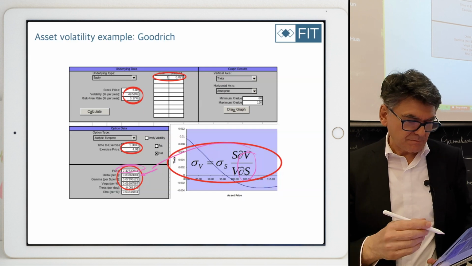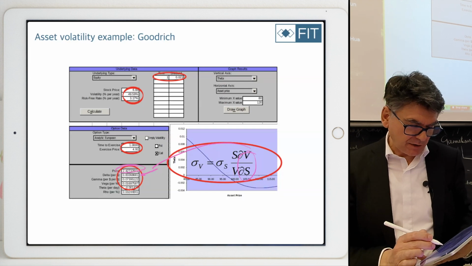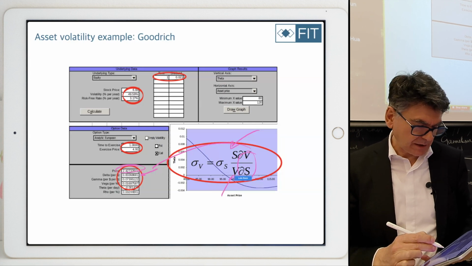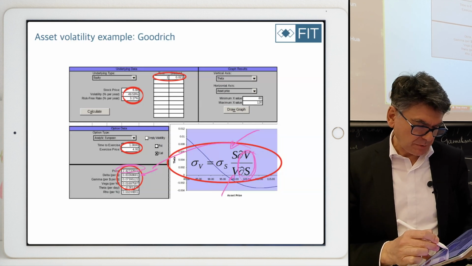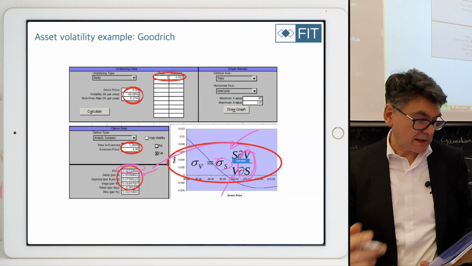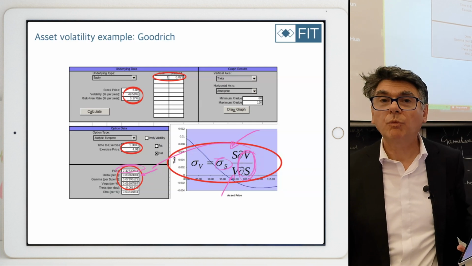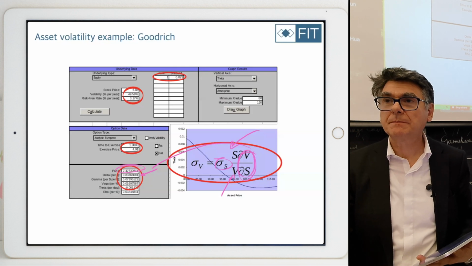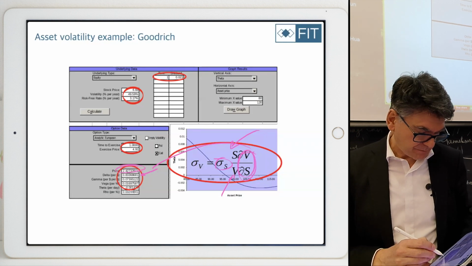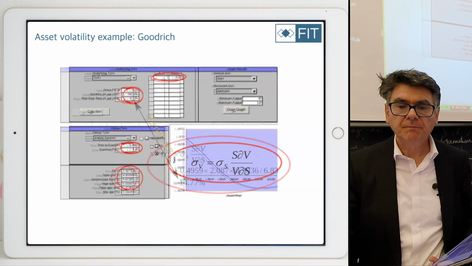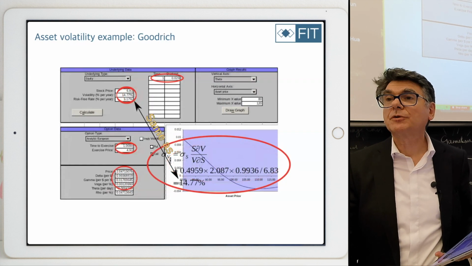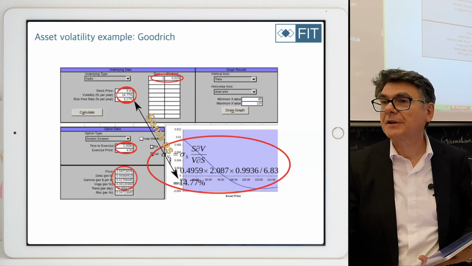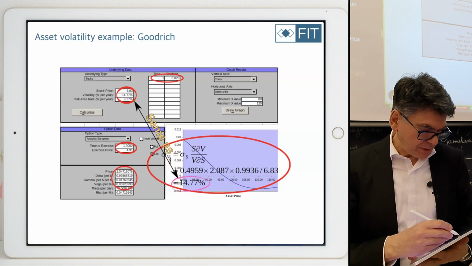And then I go to this expression here and I calculate this from the calculator, this from the financial statements. The delta comes from here. I multiply by the volatility of the stock that happens to be 50%, but I multiply to whatever that number is, and I get an answer. You understand what this process is? And I get an answer. The answer is 14.77%. That's what I get.